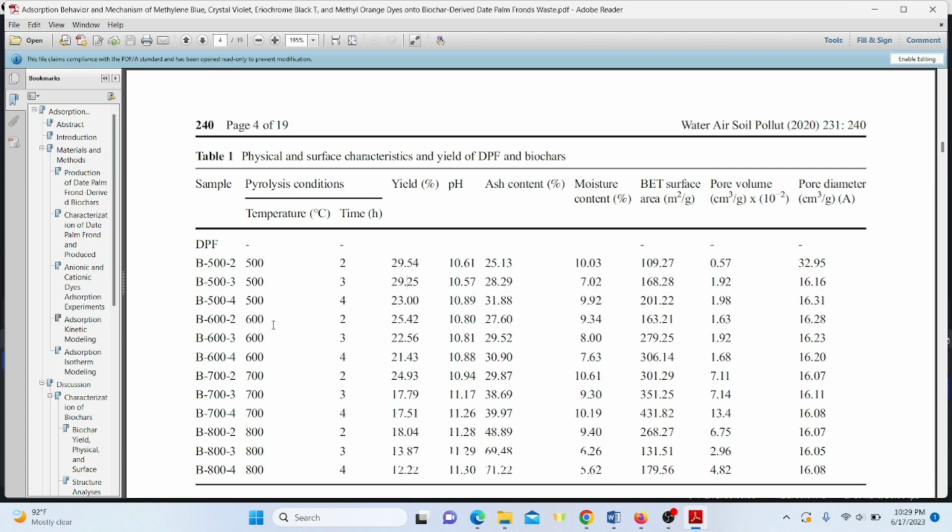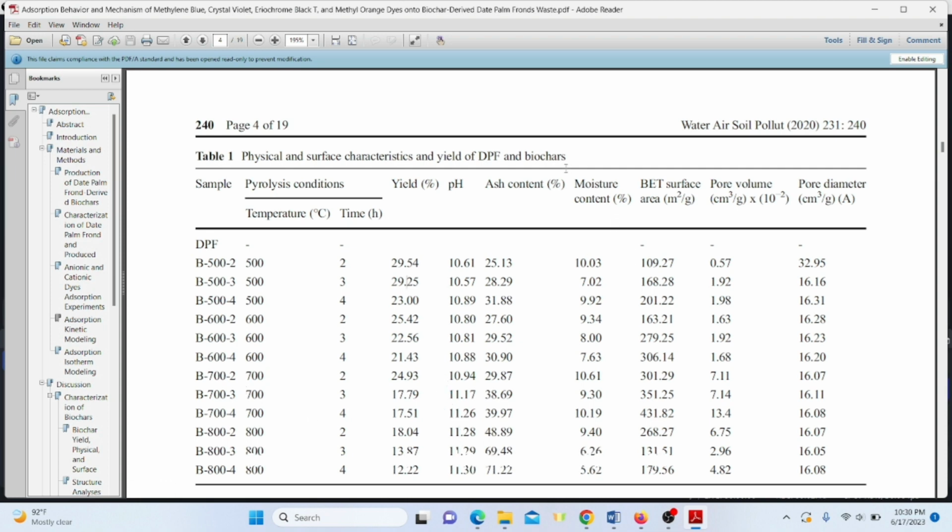If we are increasing the temperature, the yield is decreasing. When we burned at 800°C for 4 hours, the yield is 12, which is very low. And for 800 for 3 hours, the yield is around 14%. The pH you can see is almost constant. For the lower temperature, the pH is around 11, and if you increase beyond 700, it's above 11.